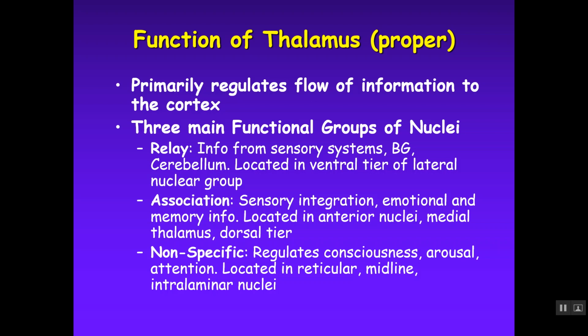And it does some of that as it delivers it back up to the cortex. So there's some processing going on. It's not a pure relay structure. There's some integration going on there. And it'll bring in information coming from the limbic system, emotions, memory. Most of those tend to be located in the anterior nuclei and the medial thalamus or the dorsal tier of the thalamus. So they tend to be spread out a little bit.